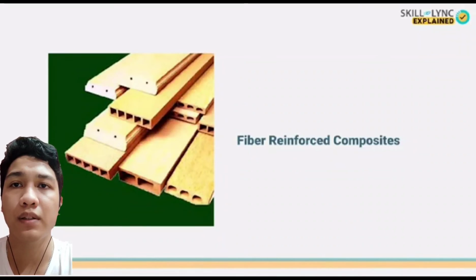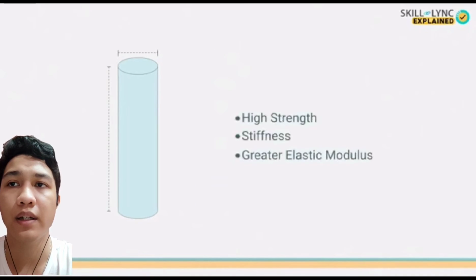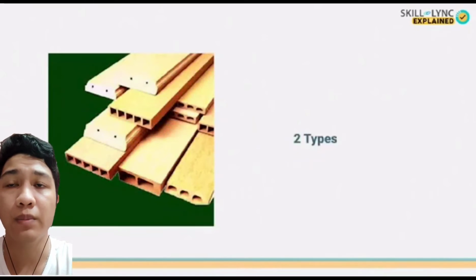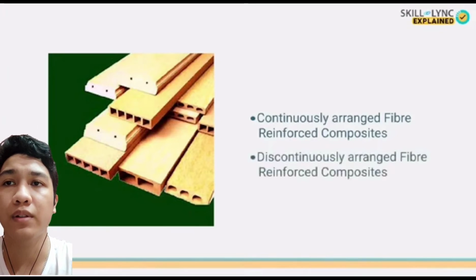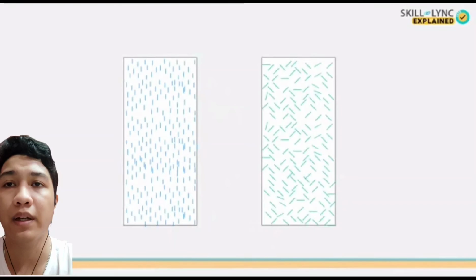The next type of composite is the fiber reinforced composite. Fibers are characterized by their length to diameter ratio. They possess high strength and stiffness, and the elastic modulus of the fibers will also be greater than that of the matrix. Fiber reinforced composites can also be further classified into two types based on the length of the fibers. There are continuously arranged fiber reinforced composites and discontinuously arranged fiber reinforced composites. Of these two, continuously arranged types will have an orderly alignment of fibers. In the second type, the fibers may either be perfectly aligned or randomly arranged.